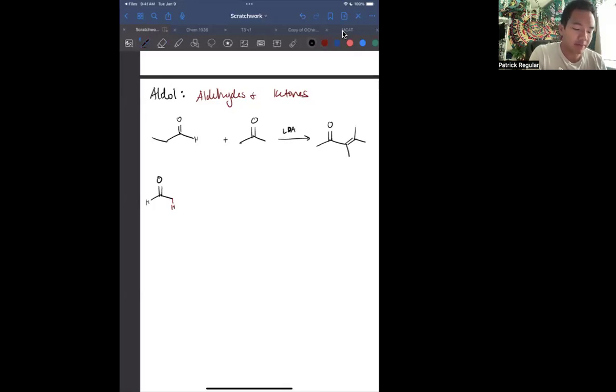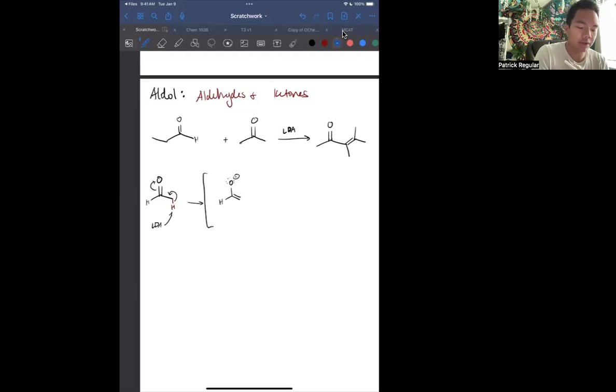So when we pull off that proton, let's say we had LDA, it snatches up that proton. The electrons go here, the electrons go there, and then we get our enolate. There we go. And that's a very important term.